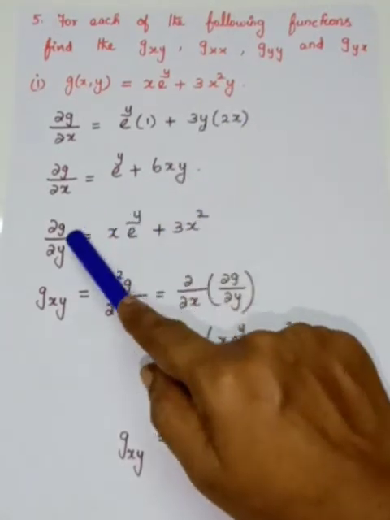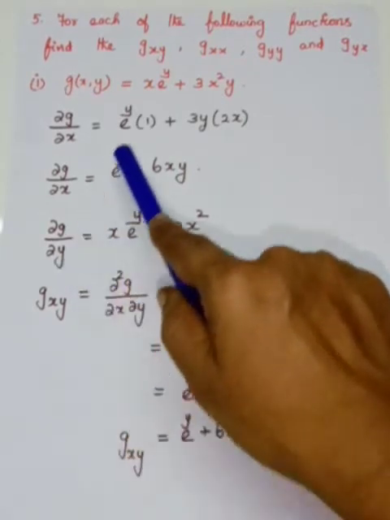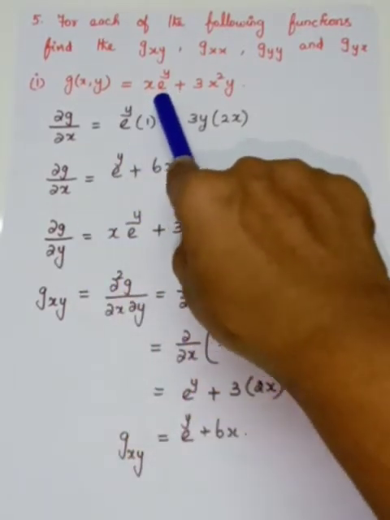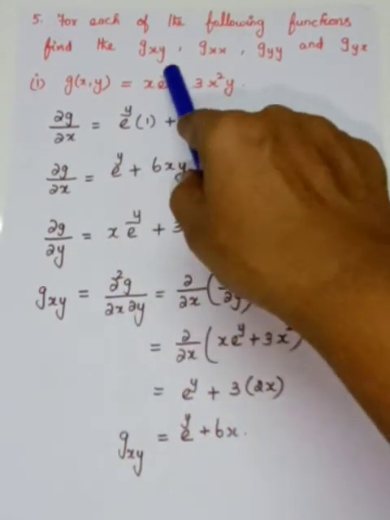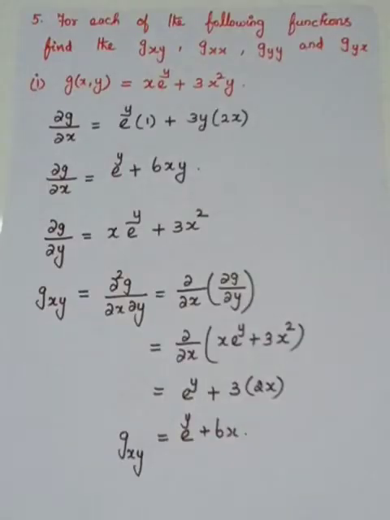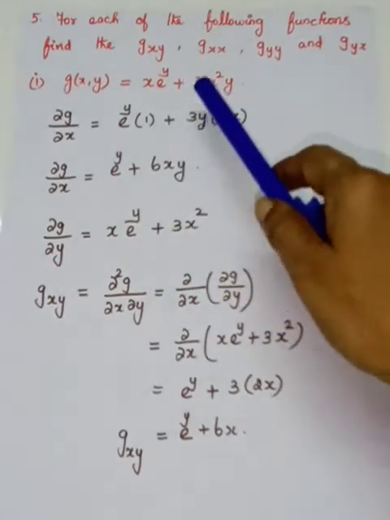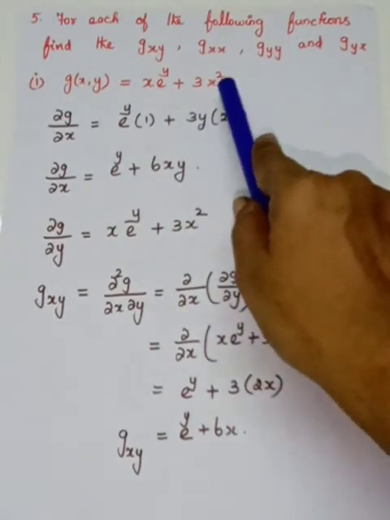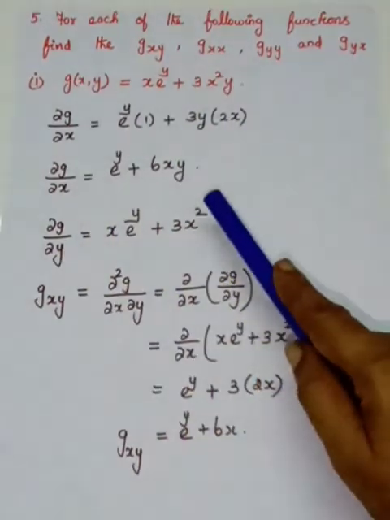Next you have to differentiate g partially with respect to y. Now what is the constant here? x is taken out. What is remaining? e power y. What is the differentiation of e power y with respect to y? It is e power y. Come to the second term. What is the constant? 3x squared. If you have written that, what is remaining? y. The differentiation of y with respect to y is 1. So you will get this.